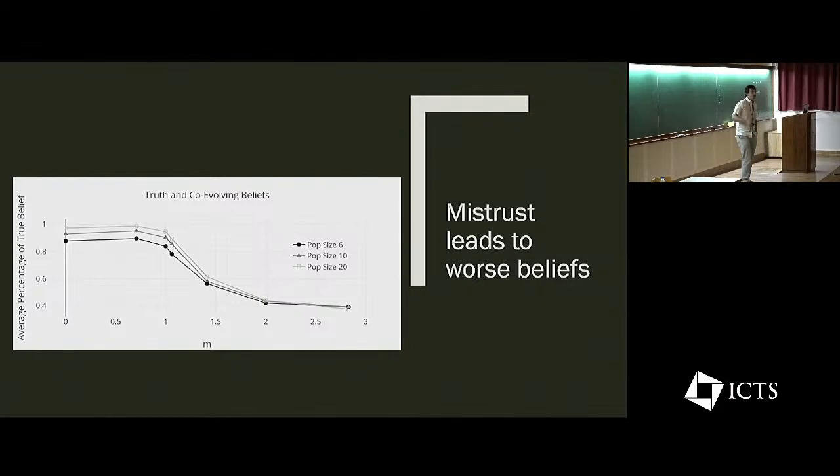This dynamics has other bad effects on group accuracy. So as M increases, just like in the single domain case, what we see is the average percentage of true beliefs in the community tends to decrease. Now, if you look very carefully, there's actually a little bump here for M approaching 1. The average number of true beliefs in the community actually increases relative to M equals 0. Anyone want to venture a guess as to why that happens? It's a small effect, but it's robust.